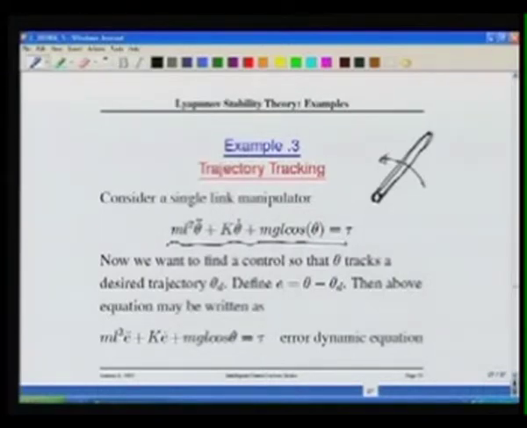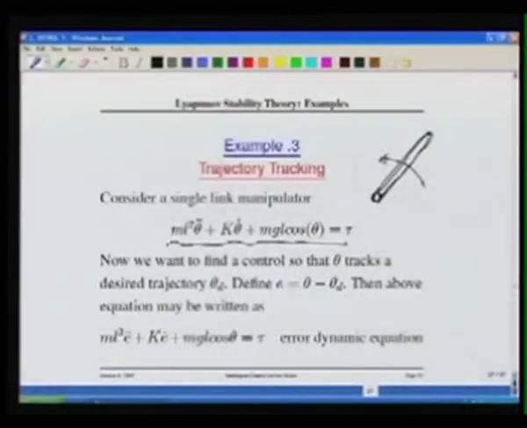So, this is my motor here, and this is my rigid link, and this rigid link moves in the vertical plane. The motor rotates this rigid link in the vertical plane, and there is some friction at the motor shaft on which the link is mounted. So, the equation is m l square theta double dot plus k theta dot plus m g l cos theta equal to tau. So, theta is this angle.